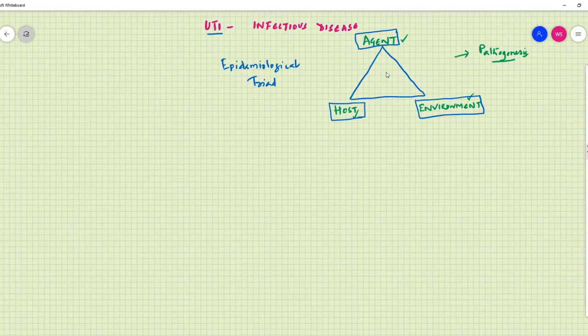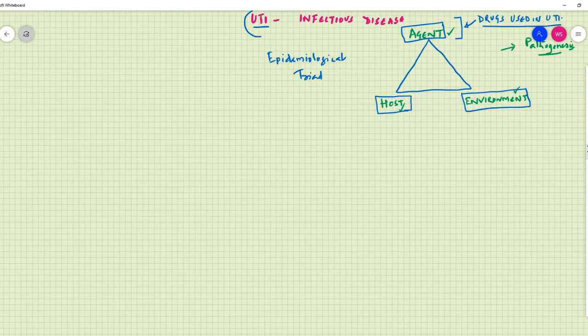But in this lecture, we are only going to focus on the agent. We are going to look at drugs used in UTI. So we are not going to talk about what can be modified in the host, or how the environment can be modified. So this is the purview of our lecture here.